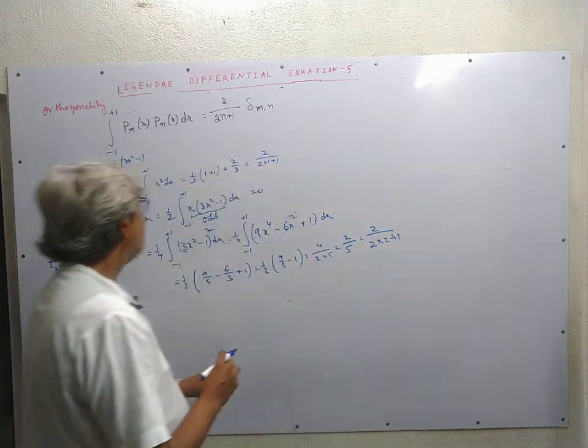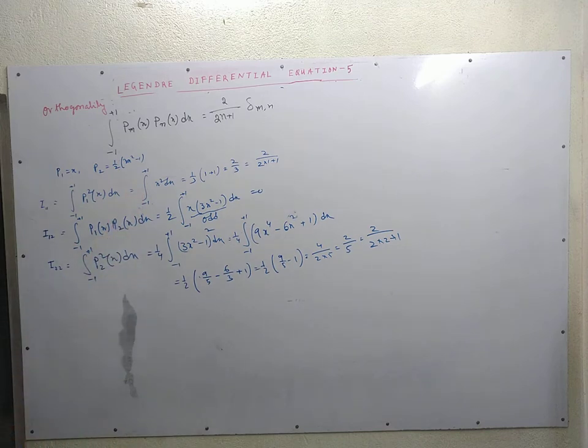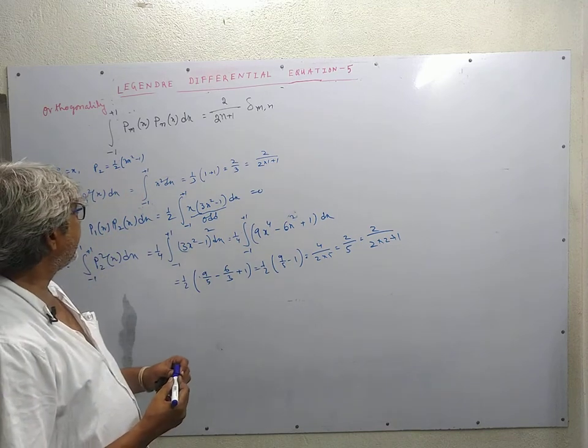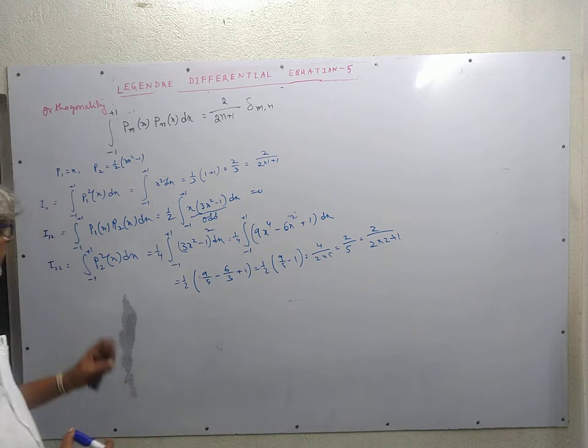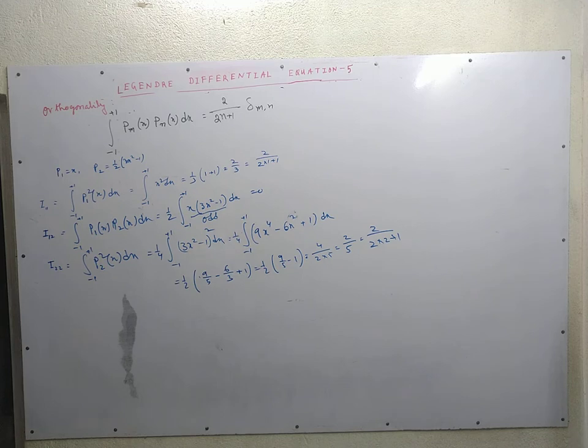So we see that the result is valid for n and m equal to 1 and 2. You can verify the relation for still other combinations of m and n. That's all for the orthogonality of the Legendre polynomial.